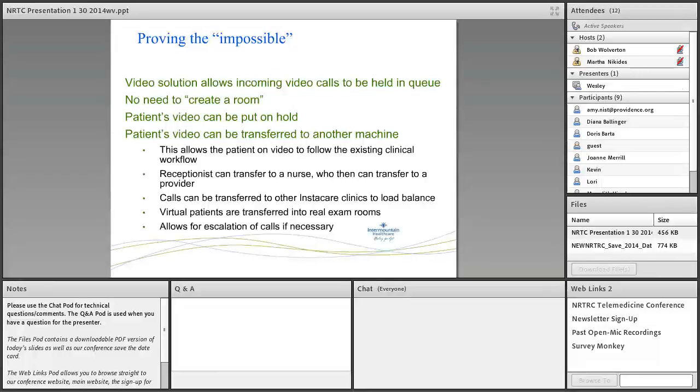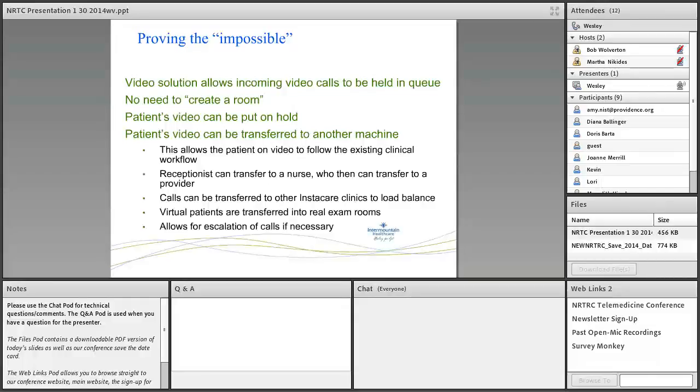The other benefit, as you can see in one of the sub-points, is calls can be transferred to other Instacare clinics to load balance. Since our Instacare clinics are really one entity, and the clinicians are shared between the Instacares, we found our lawyers were okay with us transferring the patients between Instacares, because at least in that situation, there's no expectation of seeing a specific doc. You're really seeing the next up doc. So if one of our Instacares gets really busy, we can transfer those virtual patients to an Instacare that has more capacity or can see the patients sooner.